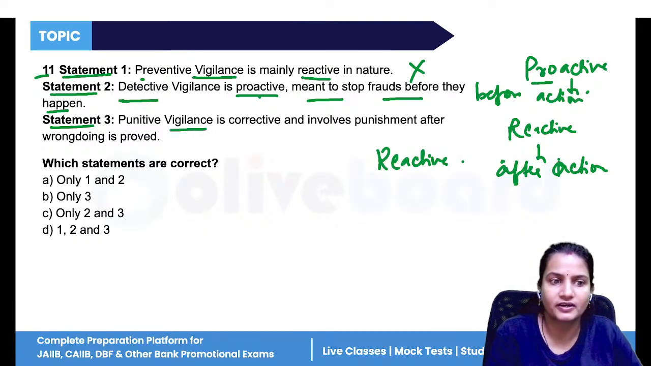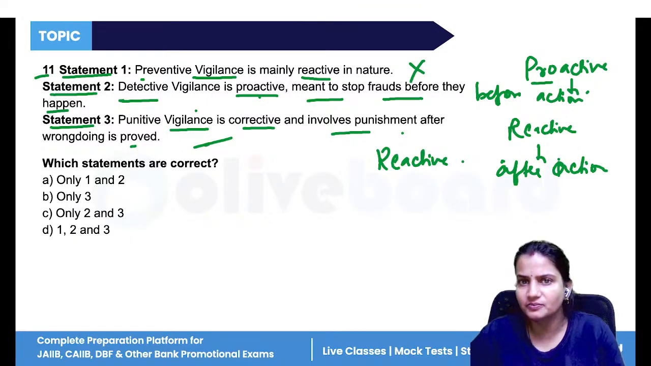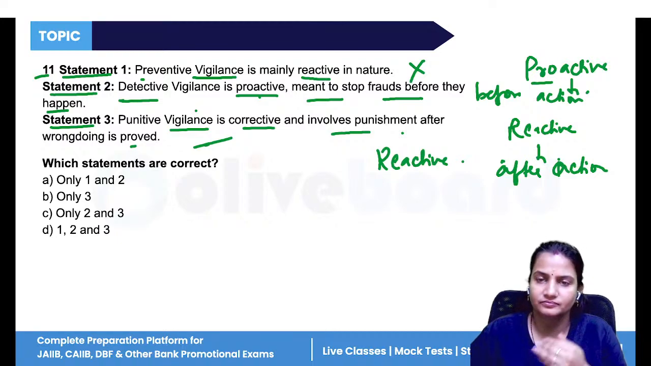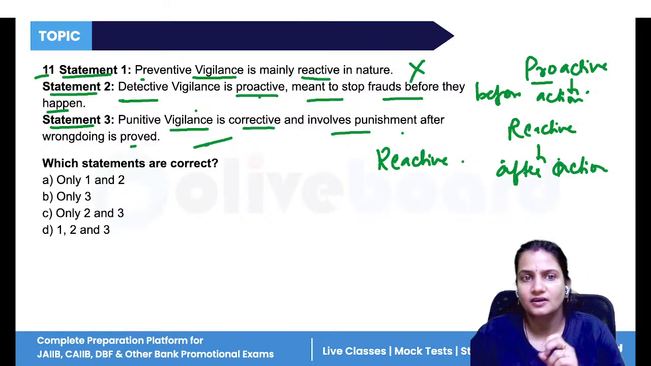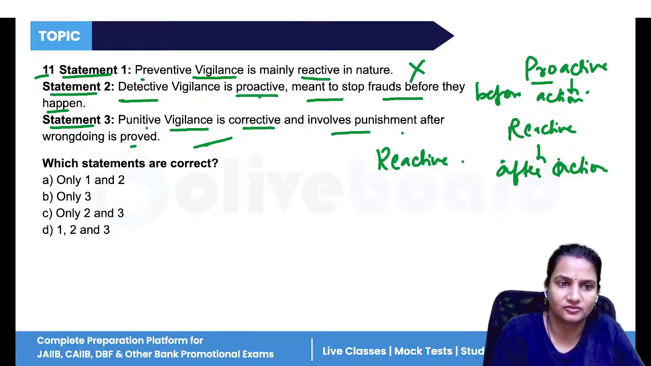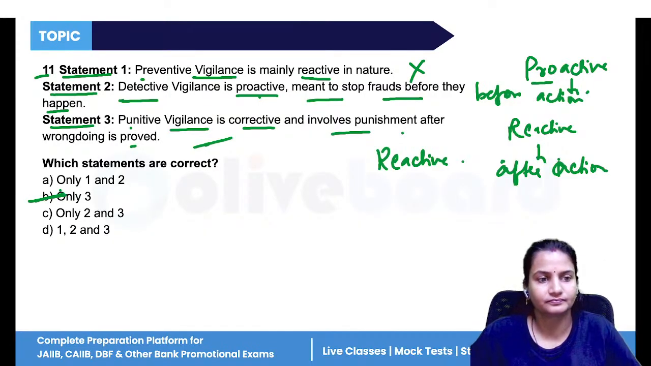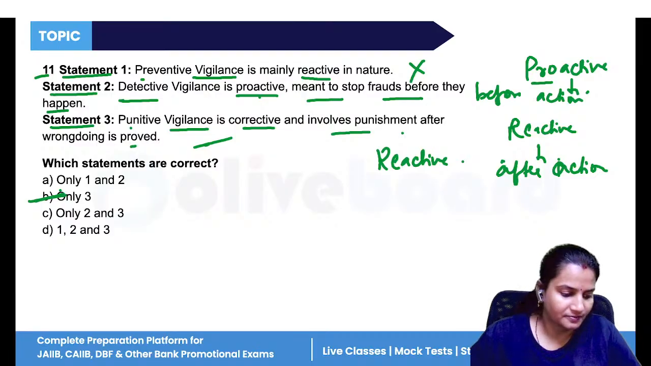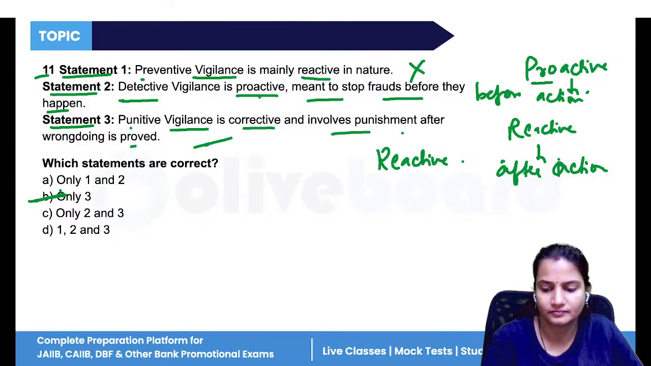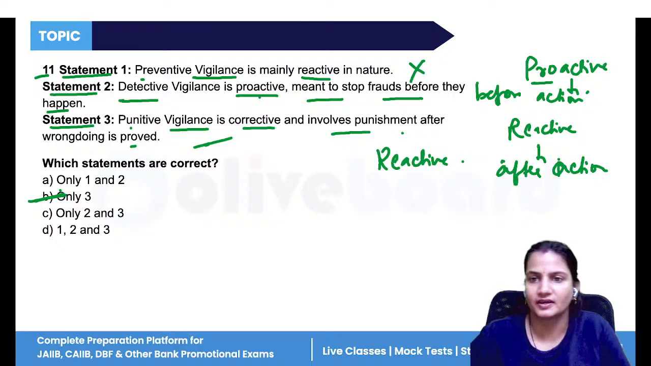Clear? Now, punitive vigilance is corrective and involves punishment after wrongdoing. Yes, punitive vigilance is once you have identified the person, once you know who has done this fraud, you are taking action against that person. So that is punitive vigilance. So statement 3 is correct. Okay, so answer B is correct.